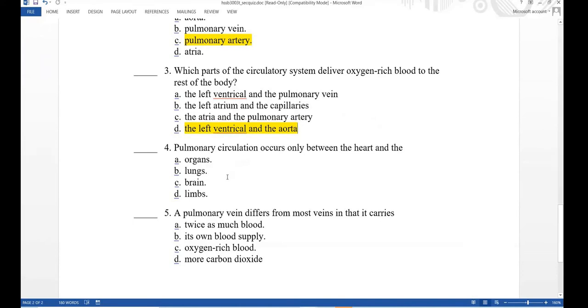Number 4, pulmonary circulation occurs between the heart and the lungs, and the systemic circulation takes place between the heart and the rest of the body. Number 5, a pulmonary vein differs from most veins in that it carries A, twice as much blood, B, its own blood supply, C, oxygen-rich blood, or D, more carbon dioxide. C, oxygen-rich blood is the answer.